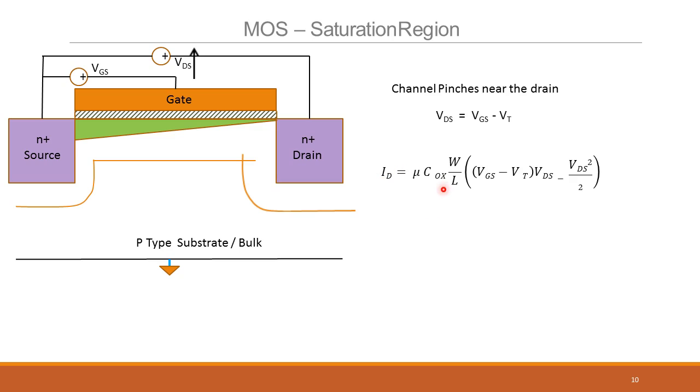So ID in this case, this is what we calculated in the previous case for a non-small VDS. Now all you have to do is substitute VDS equal to VGS minus VT. At this point, what happens? When you substitute VDS equal to VGS minus VT in this equation, you'll end up with mu Cox W by 2L, VGS minus VT, the whole square. This is the saturation current, the famous square law that we get, right?